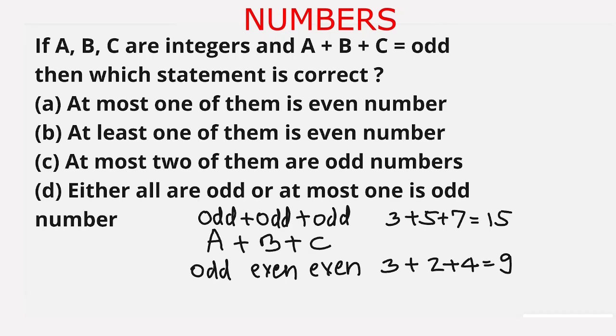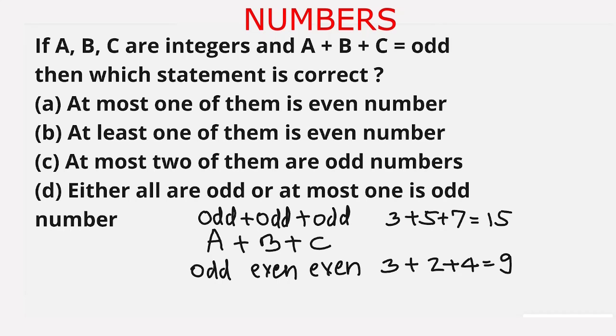Option B, at least one of them is even. At least one means that there can be more than one even, and one must be an even number. This is the meaning of at least. Now, if all the three are even, then also this statement, at least one of them is even, is satisfied. But if all the three are even, then a plus b plus c will be even, and that is not given to us. Hence, statement B is not correct.